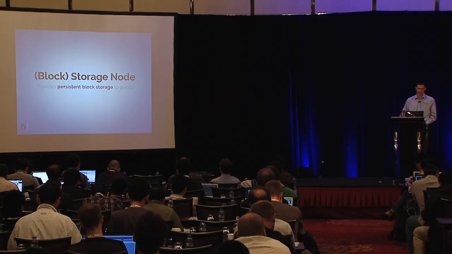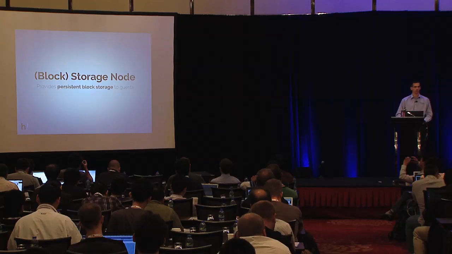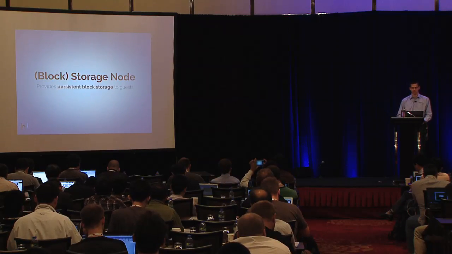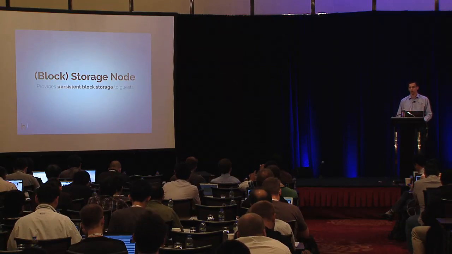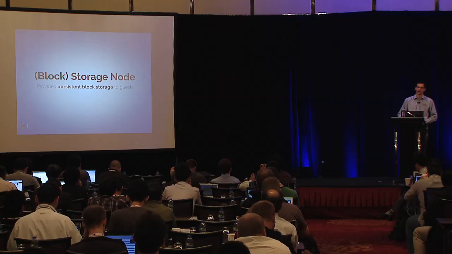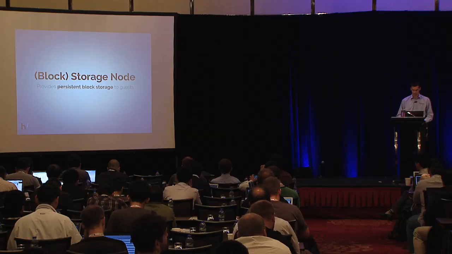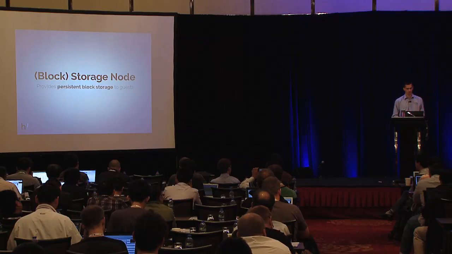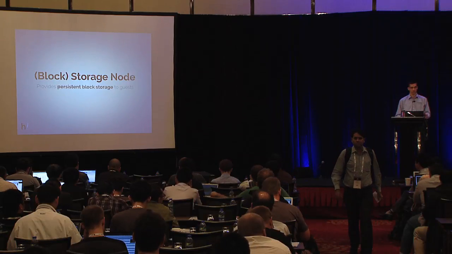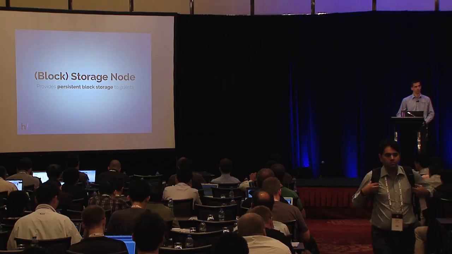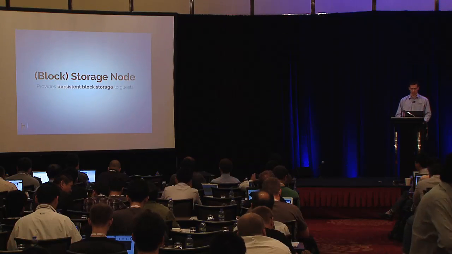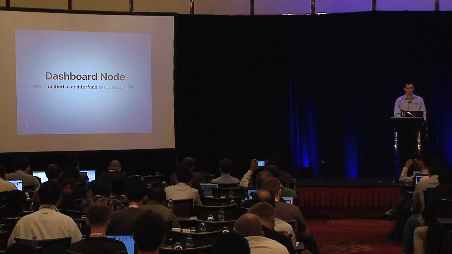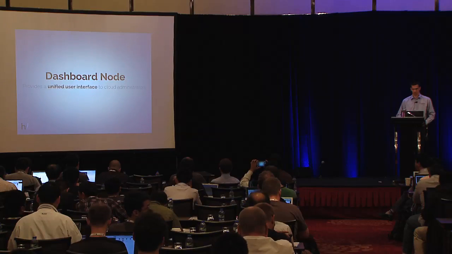We have storage nodes that provide persistent block storage to guests. Storage nodes may either actually store our persistent data themselves or may act as essentially proxies to one of the about a dozen and a half backends that OpenStack Cinder supports. Again, separate node type because it obviously has to listen on the management network so the internal API services can reach it, and it also has to listen on whichever network your storage infrastructure uses, which might be entirely separate from the one that is the rest of your cloud. And then we have a dashboard node or dashboard nodes, which provide a unified web-based user interface to cloud administrators and cloud users.